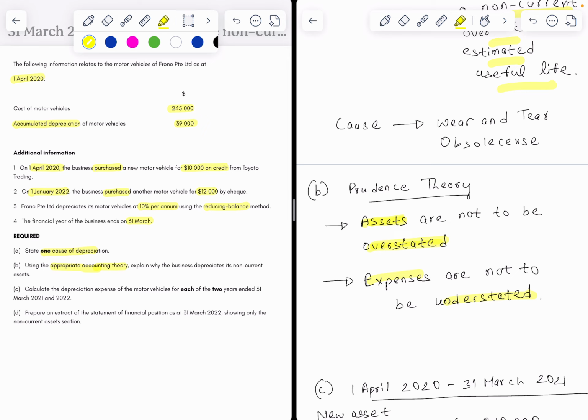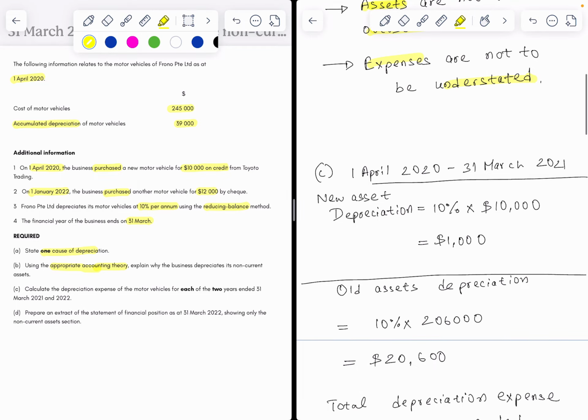So you could use the prudence theory and discuss what we have just discussed now and write it in your own words, exactly everything that we have discussed, and you should get full marks, okay? All right, so what about part C? Calculate the depreciation expense of the motor vehicles for each of the 2 years ended 31 March 2021 and 2022.